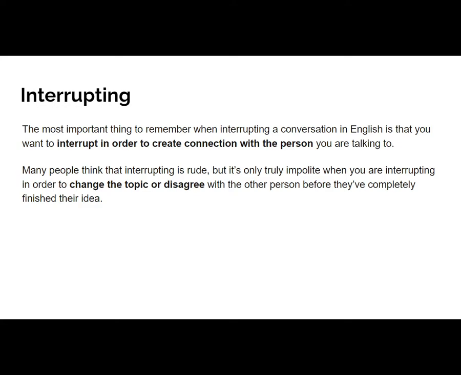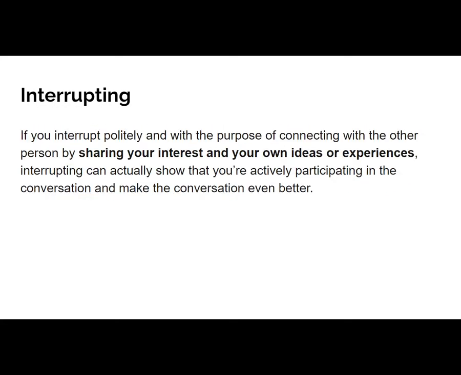So let's go over some ideas. If we interrupt politely and with the purpose of connecting with the other person by sharing your own interests, your own ideas, your own experiences, interrupting can actually show that you're actively participating in the conversation. And it makes the conversation even better. That's a good thing.